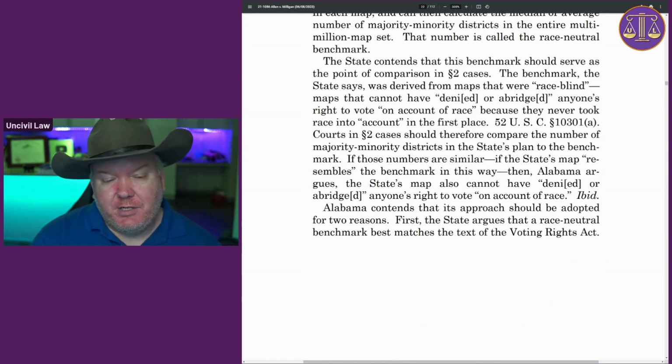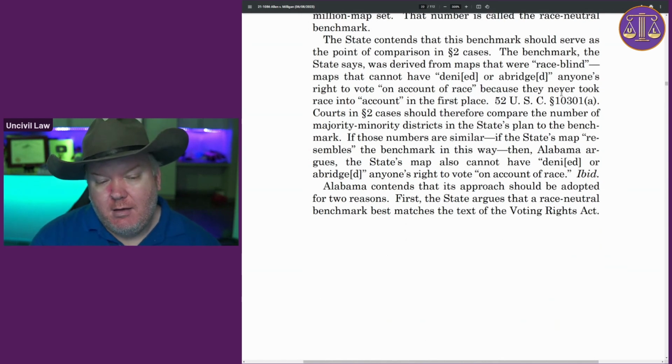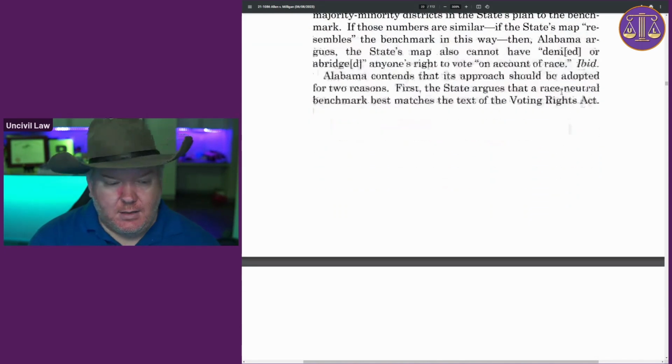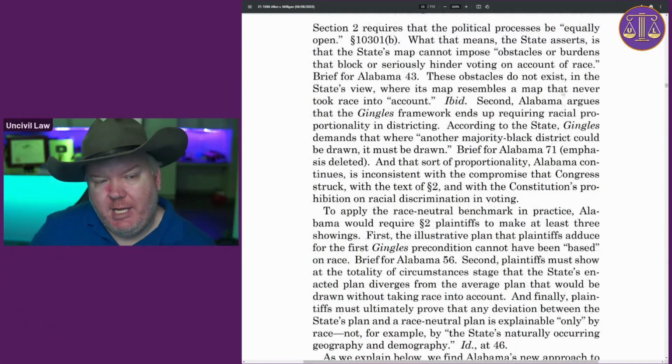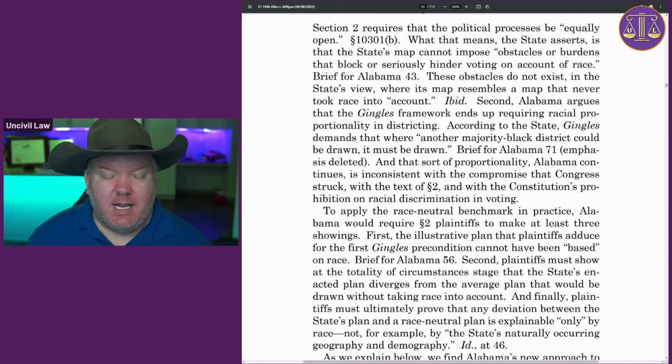Alabama considers this approach should be adopted for two reasons. First, the state argues that the race-neutral benchmark matches the text of the Voting Rights Act. Section 2 requires political processes be equally open. What that means, the state asserts, is that the state map cannot impose obstacles or burdens that block or seriously hinder voting on account of race. These obstacles do not exist, in the state's view, where a map resembles a map that never took race into account. Second, Alabama argues that the relevant framework ends up requiring racial proportionality in districting. According to the state, the relevant framework demands that where another majority-black district could have been drawn, it must be drawn. And that sort of proportionality, Alabama contends, is inconsistent with the compromise that Congress struck.